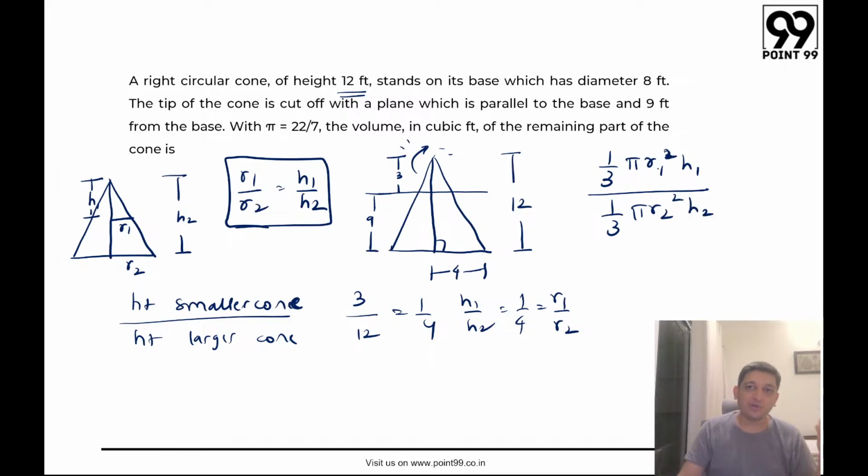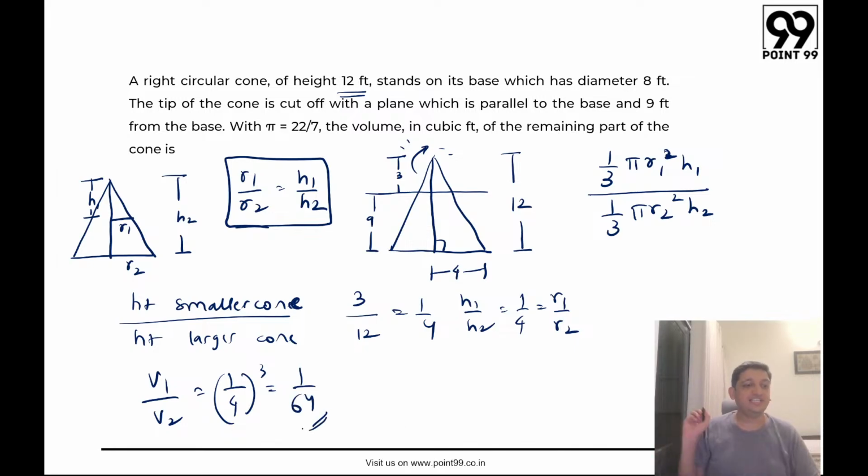ठीक है. अब मेरे को पता है कि r1/r2 का रेशियो is 1/4, and h1/h2 is also 1/4. So can I say that if the radii are in the ratio 1:4, the volumes of the cones will be in the ratio of 1/4 cube or 1/64? ये समझ में आ गया तो the question gets solved on its own, कुछ नहीं करना उसके बाद, right? So 1/64 is basically the volume that has been removed.